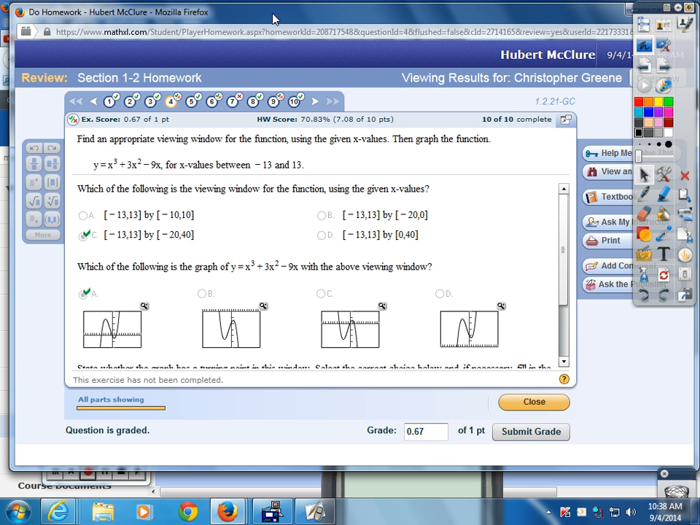So we need to find y sub 13, or negative 13, because we read from left to right. Y sub negative 13 is equal to parentheses cubed plus 3 times parentheses squared minus 9 times parentheses. If you've ever had me for algebra, that's the first step in doing a substitution problem. Why do you put the parentheses?